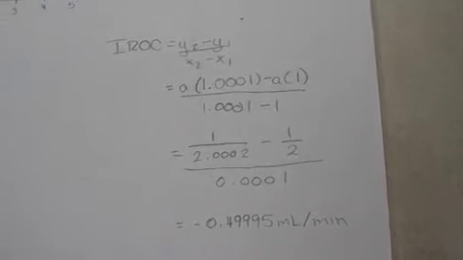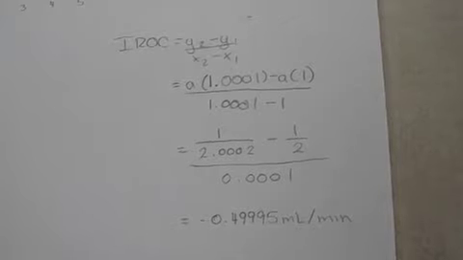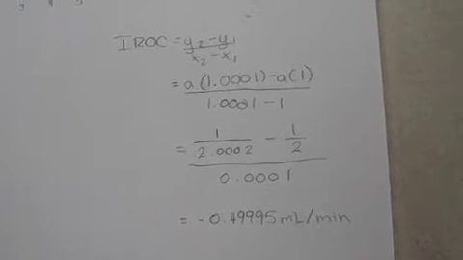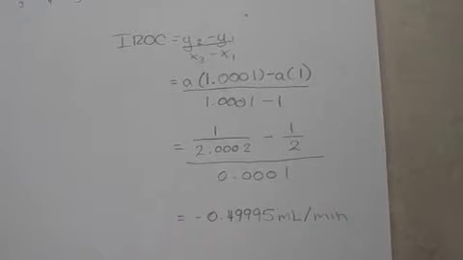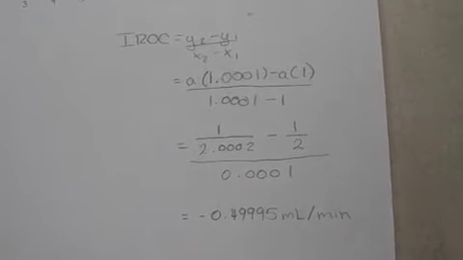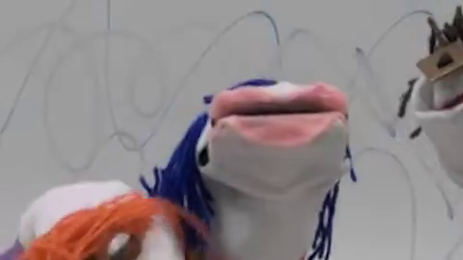I-ROC is similar to A-ROC. You just choose 2 points very close together to get an accurate result. So in this case, our instantaneous rate of change is negative 0.4995 milliliters per minute. Wow! Well, that was fun. But the boat is still sinking.